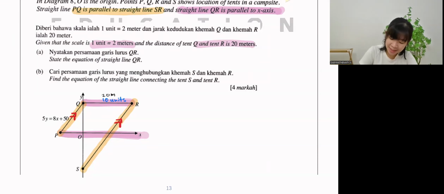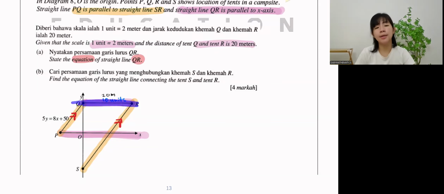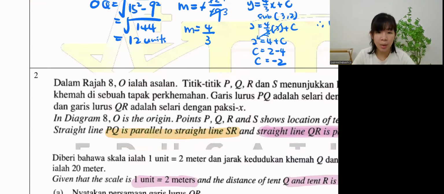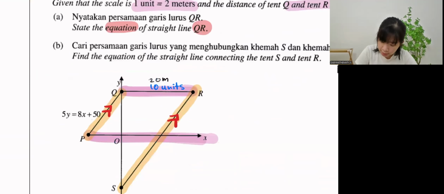Okay, now question 1. State the equation of QR. Let's see where is QR. QR is a horizontal line. Guys, when it's a horizontal line, does the equation start with x or y? Just now I asked the first question. When it's a horizontal line, you always imagine the horizontal line will touch only the y-axis. So definitely y equals something. What is the something? How do we know? This line QR touches Q, what number?